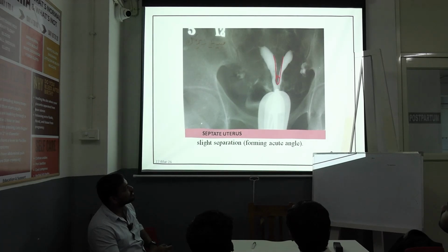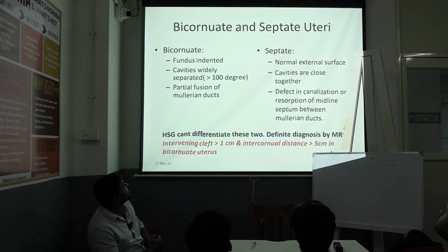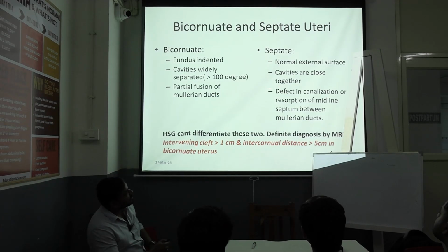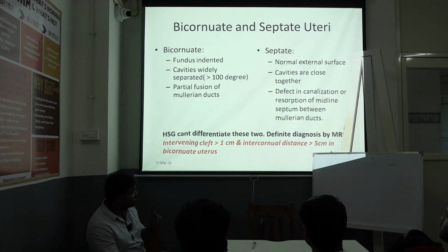Septate uterus, you have to know the difference. In bicornuate, the fundus is indented, and the angle is more than 100 degrees. Here normal external surface, cavities are closer, and the angle is obtuse. This one you have to know. HSG we cannot differentiate; we should use an MRI or 3D ultrasound to differentiate.